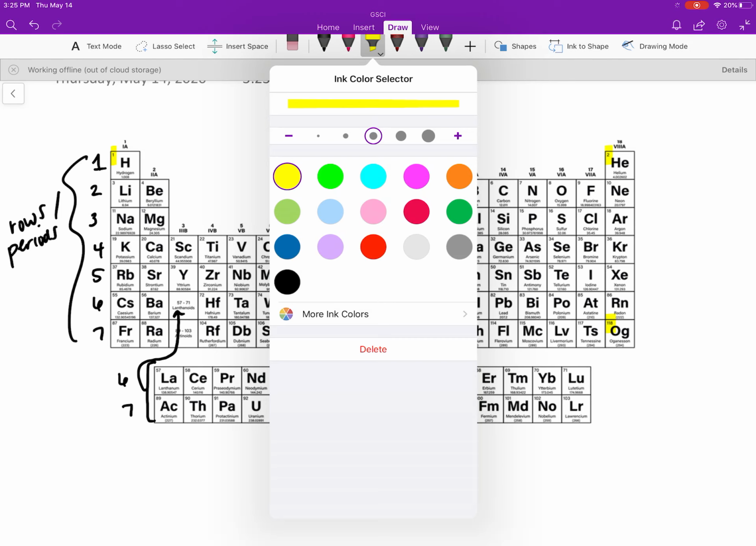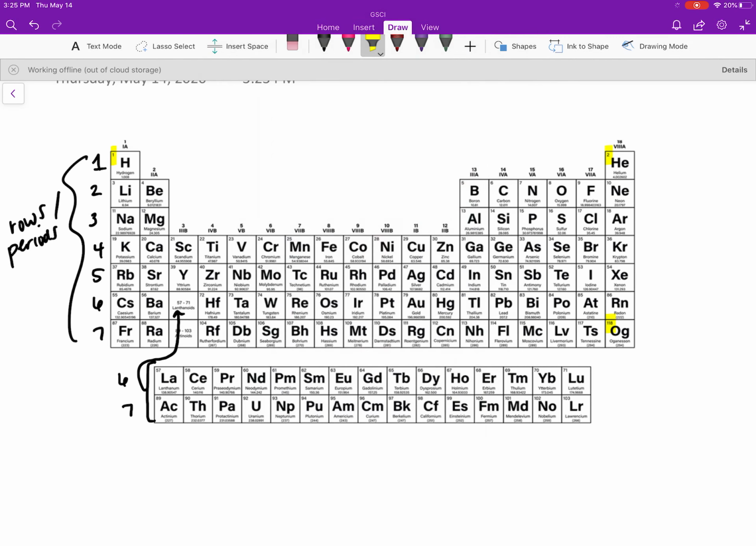The next thing we're going to label are the columns. And the nice thing about the columns is they are actually already labeled. So if I'm looking at this right here, I'm going to erase, on the top of each column there are 2 numbers. And each number is going to tell us something different. The first number is telling us what column, 1 through 18. There's 18 columns on the periodic table.